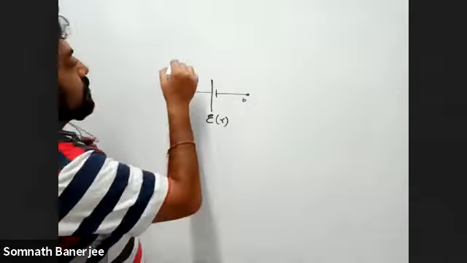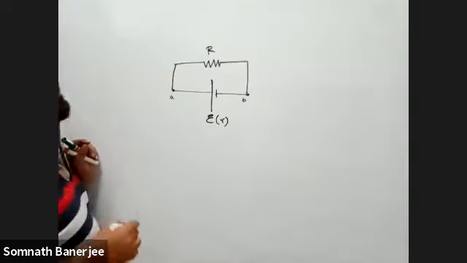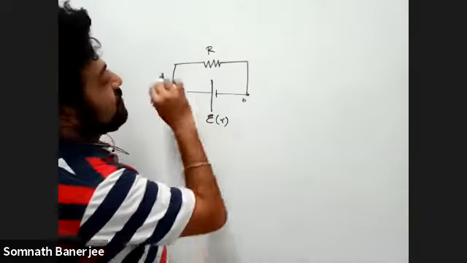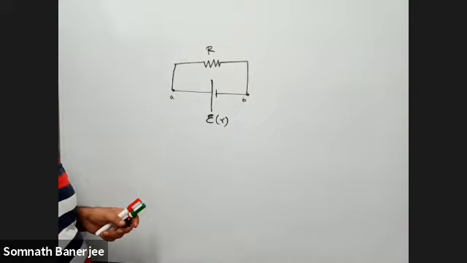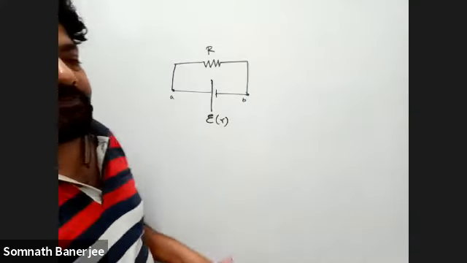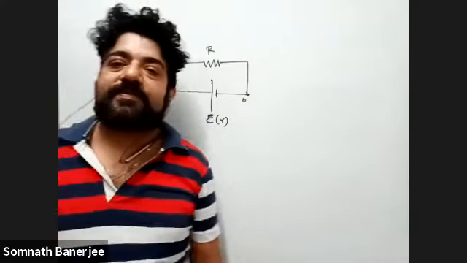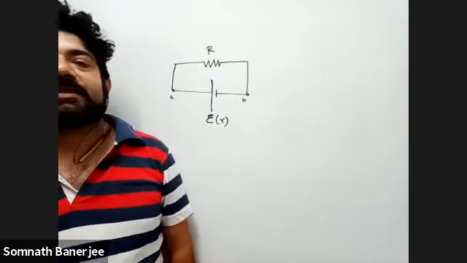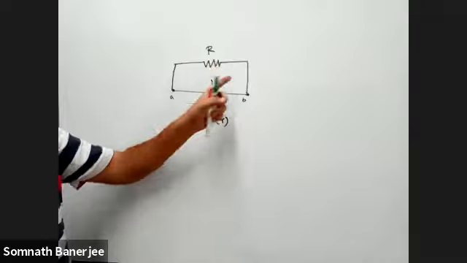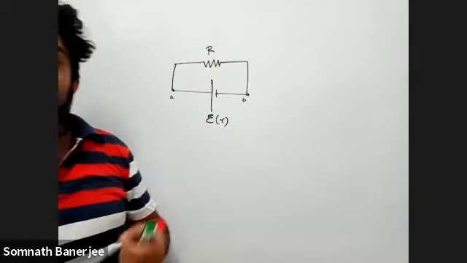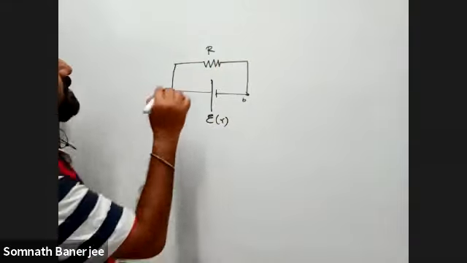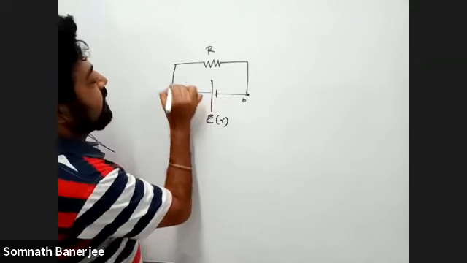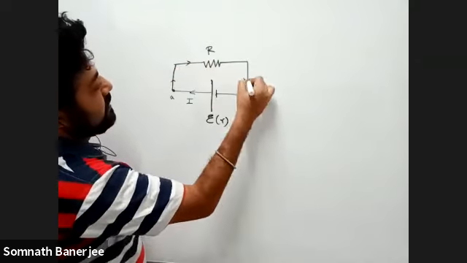Now if you connect this cell with some external resistance, let R. So now what happened? As soon as you connect an external resistance, like a galvanometer or a voltmeter, because a voltmeter itself has a very high value of resistance, and a galvanometer itself has a resistance. So if you connect a resistance, or just a normal resistance, what happens? Current will start flowing through the circuit.